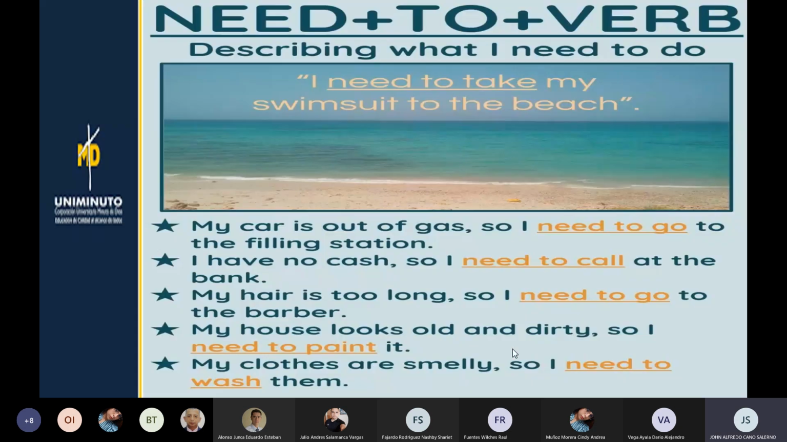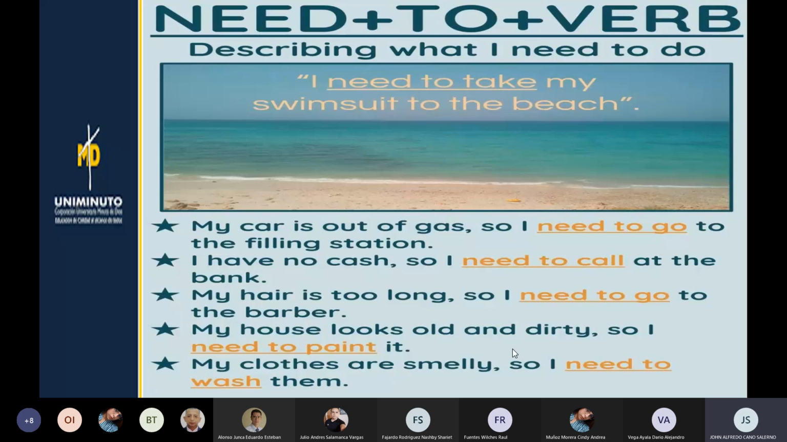Good. And number three, we have need to plus verb, okay? Describing what I need to do. This is the example number one. I need to take my swimsuit to the beach. Example number two, my car is out of gas, so I need to go to the filling station. Number three, I have no cash, so I need to call at the bank. Number four, my hair is too long, so I need to go to the barber. Number five, my house looks old and dirty, so I need to paint it. And the last one, my clothes are smelly, so I need to wash them.